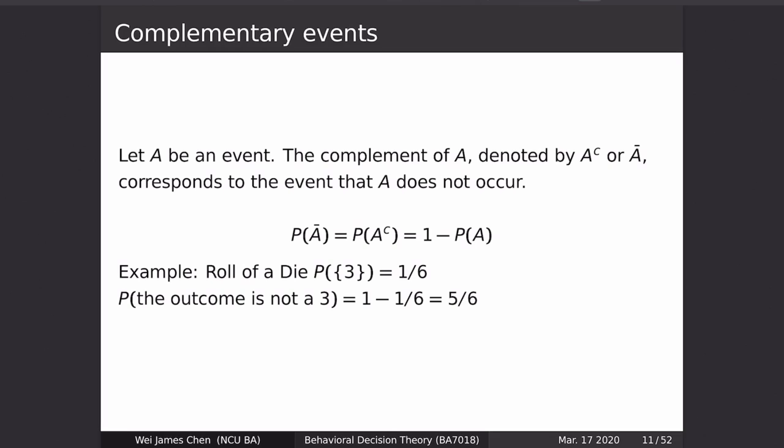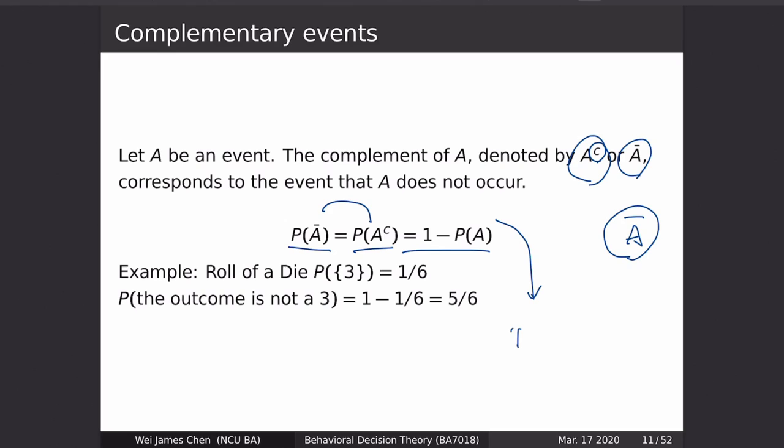Okay, so let A be an event. The complement of A, sometimes denoted as A with a C, or bar A, the probability of bar A, or A complement, is the same thing. It simply equals 1 minus P(A), or you can write this as P(S) minus P(A). Graphically, suppose this is S, this is A, then the rest is A complement.